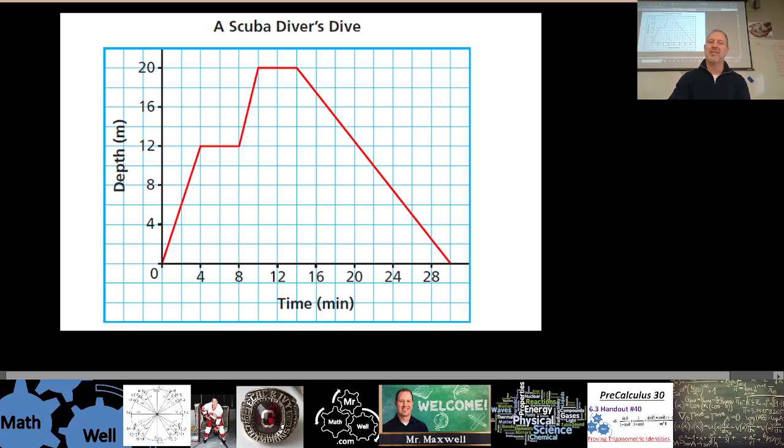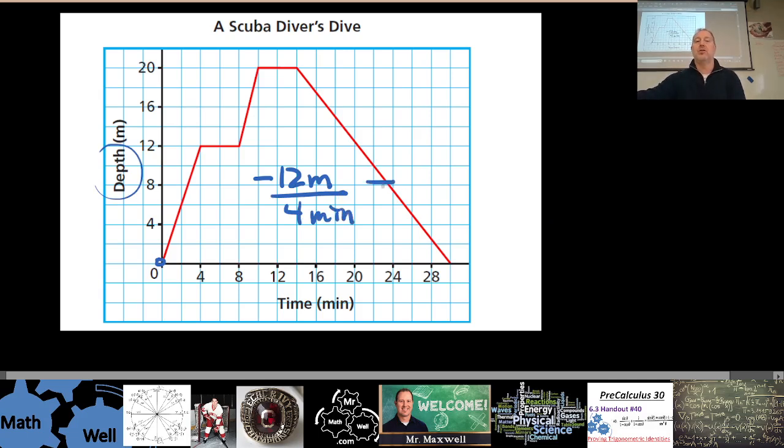So you can kind of see that at 0 depth, this is like the water level. The scuba diver goes to a 12-meter depth in a span of 4 minutes. I'm going to start to write some things down here. The depth goes from 0 to 12, so that's a negative 12-meter change, from 0 down to 12, in 4 minutes.